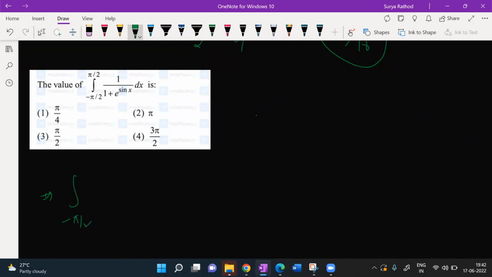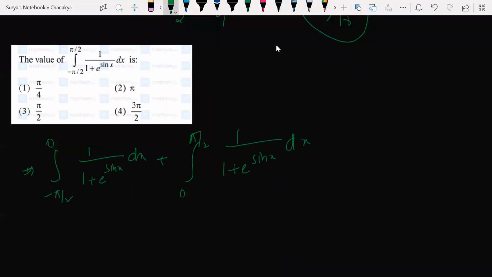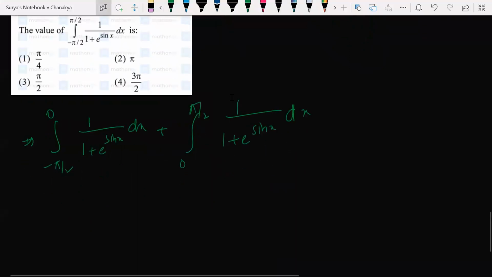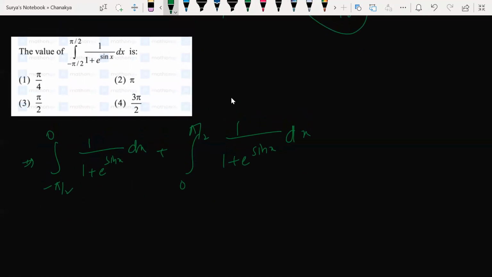Integral from minus pi by 2 to 0 of 1 by e to the power of sin x dx, plus again integral from 0 to pi by 2 of 1 plus e to the power of sin x dx. All right, guys, now I just gave a hint for you all. Now you can make this very easily. Come on, make it fast. I gave a wonderful hint to you all.